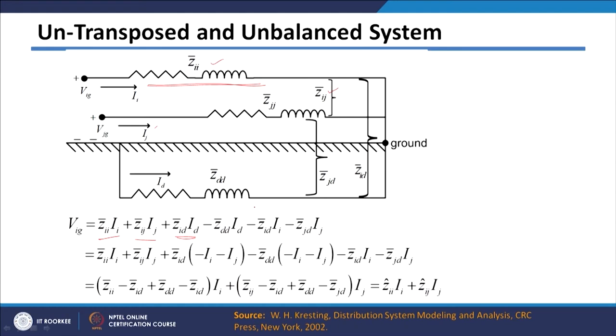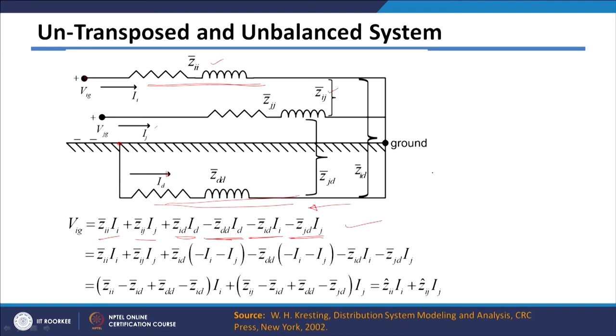Then there will be a drop which is happening in this branch due to all the three currents. So, it will be minus, because this drop we are taking in this direction and Id current is flowing in the opposite direction, so there will be a minus sign here. So, it will be Zdd into Id, which is due to self current and self impedance, Zid into Ii due to current Ii, Zjd into Ij due to current Ij. So, the total drop across these 2 points will be given by this equation.